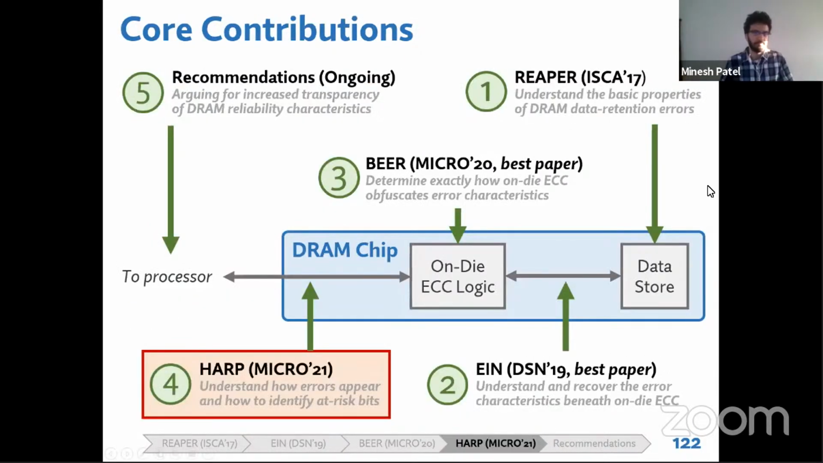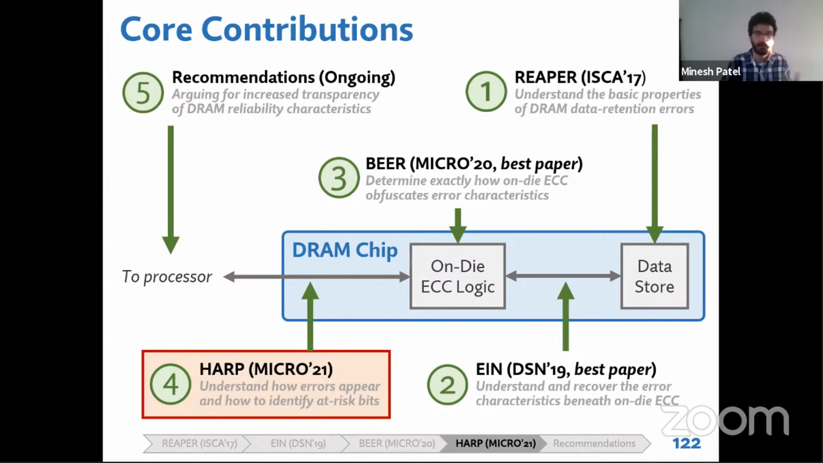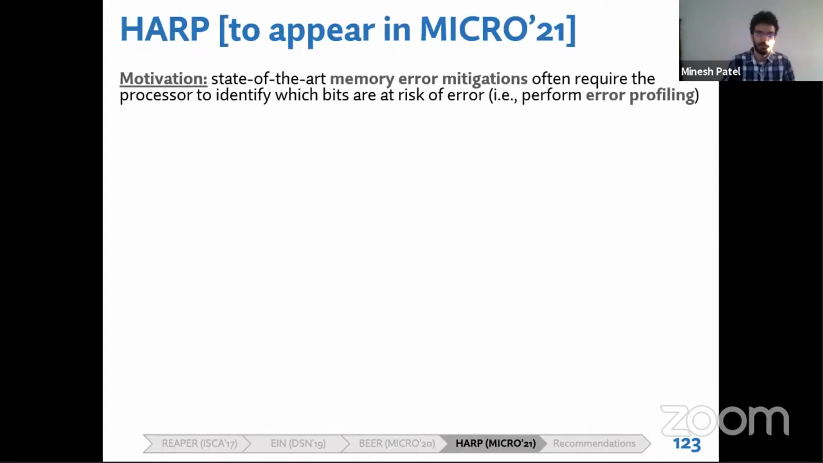All right, so I'll move on to our next core contribution, HARP, which tries to understand how errors appear outside of the DRAM device based on the effects of on-die ECC. As usual, I'll start with a brief summary of this work. Our motivation is that state-of-the-art memory error mitigation mechanisms that deal with high error rates and technology scaling issues often require the processor to identify which bits are at risk of error. We refer to this process as error profiling.